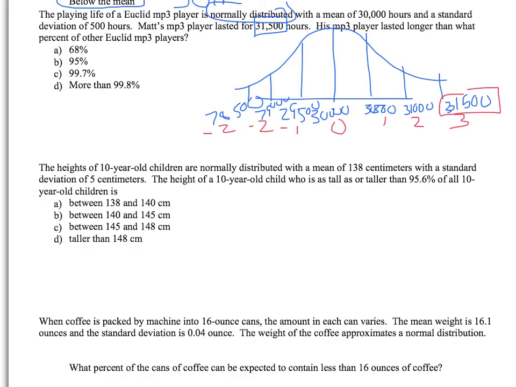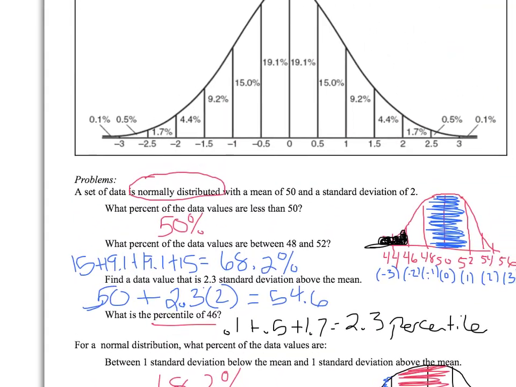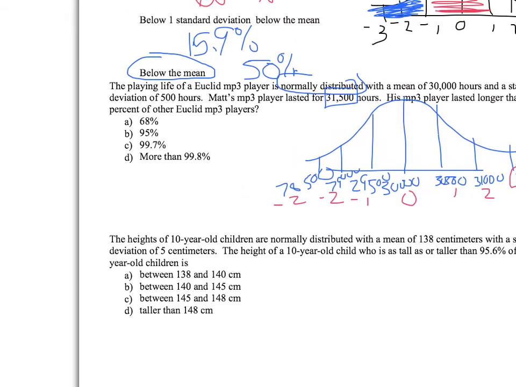So what you could do is add up all of the percents below the 3, or just take 100% and subtract the other side. 100 minus the other side, which is 0.1%, will be 99.9%. Choice 4.